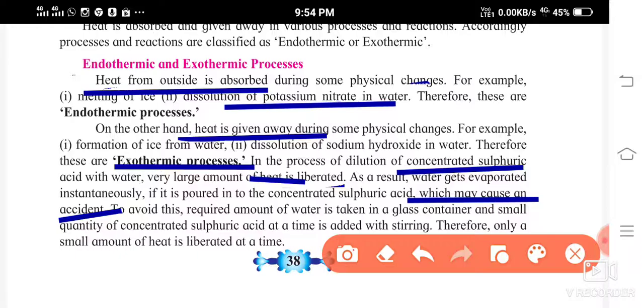Similarly, if you take some oil in a container and heat it, and then put drops of water on it, immediately the water comes out, and accidents might be caused because of this. That is why, to prevent accidents, you add small quantities of sulfuric acid to the water instead of adding water to the sulfuric acid.